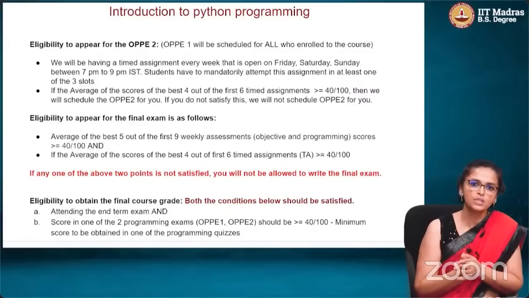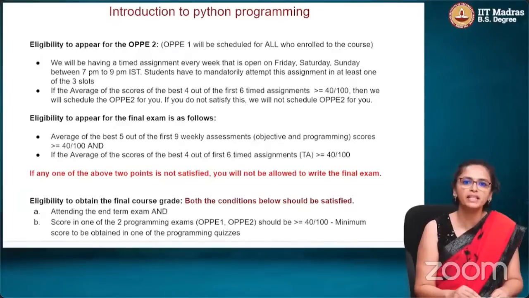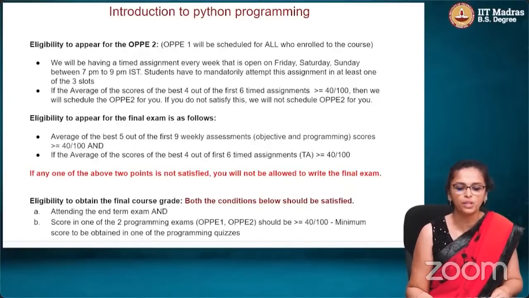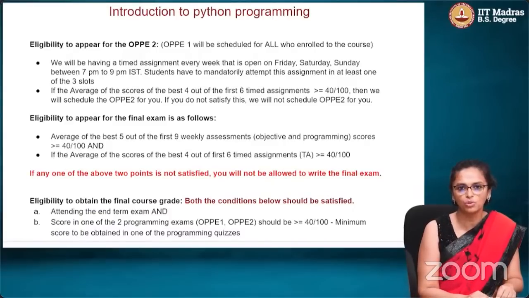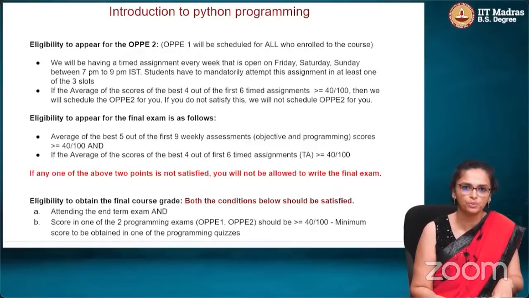That is some practice that we give you. But this weekly assignment that we do on Friday, Saturday, Sunday will define the eligibility for you to appear in OPPE 2. Okay. So, if the average of the scores of the best 4 out of the first 6 timed assignments is greater than or equal to 40 out of 100, only then we will schedule OPPE 2 for you. Else, we will not schedule OPPE 2 for you. Please be clear about this.